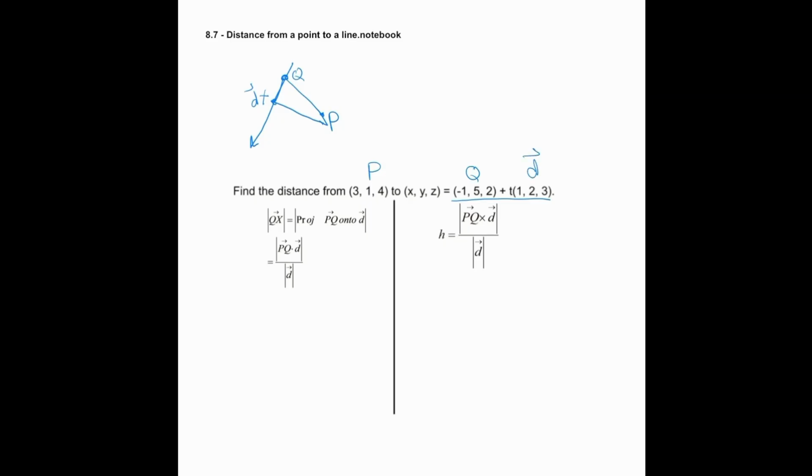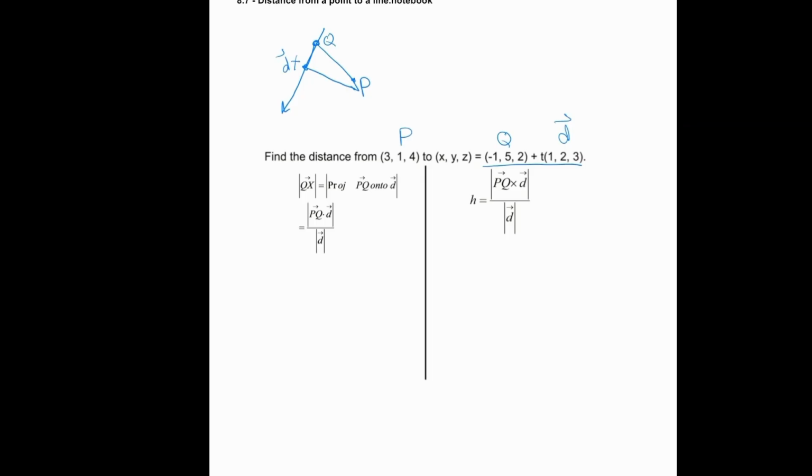So let's try it both ways. I know that I can get this distance right here. I'm going to do that in a different color. I can get this distance by taking the projection that PQ makes onto this D line, and to do that, I can take the dot product. There's a couple of things I need to figure out first. I need to know PQ, and that is simply Q minus P. So -1 minus 3, 5 minus 1, and 2 minus 4. That gives me coordinates for PQ of -4, 4, and -2.